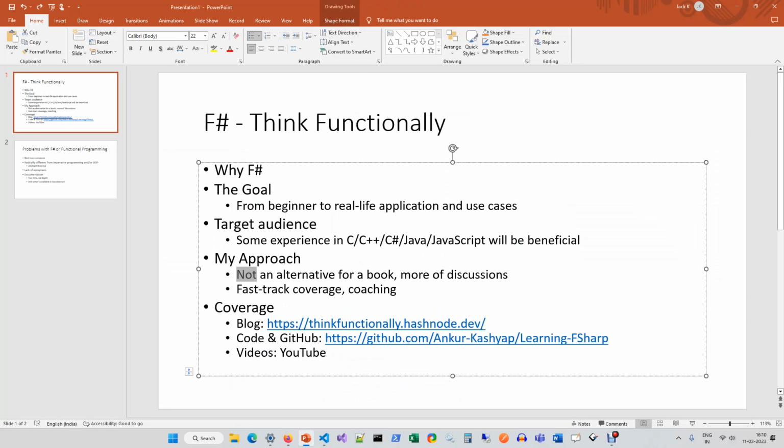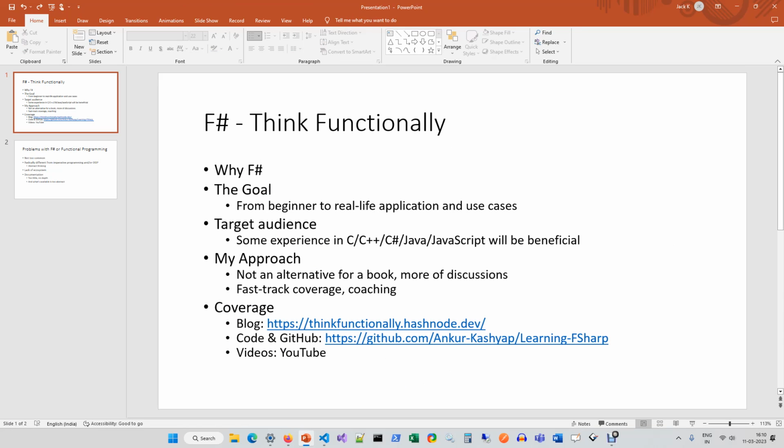Quickly, my approach is not this. What I'm doing is not giving you an alternative for a book. A book is way more detailed, has way more coverage on establishing the foundational ideas. I'll spend less time on basics. I assume you always Google and go to MSDN and buy books to get your basics in place. What I'll spend more time on is discussions on what the problem statements are, the different ways to look at a problem, the different answers that are there, the tools or techniques that will be used.